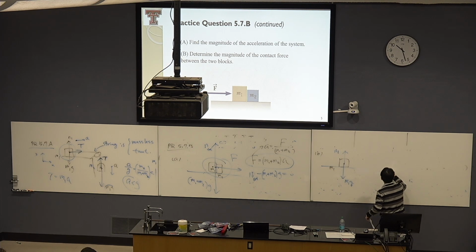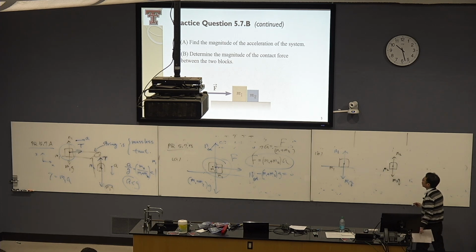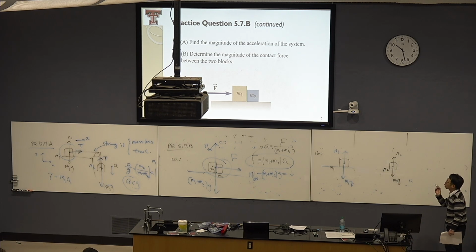For M2, what are the forces on it? Let's call this M2 here, and there will be M2 G, and there will be N2 here. And these two should cancel out each other. But now, what else? Do we miss anything? We assume no friction. So far there's no friction here. Now we wonder what's the interaction between them. What's the direction of interaction between them?